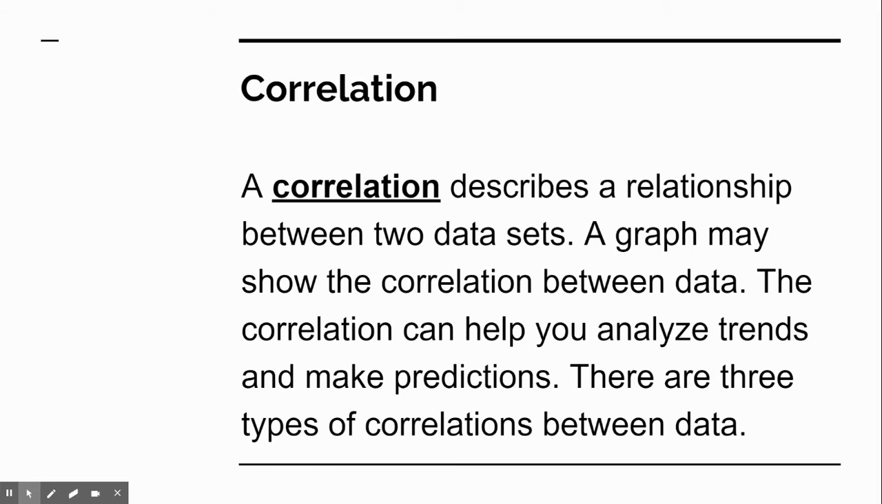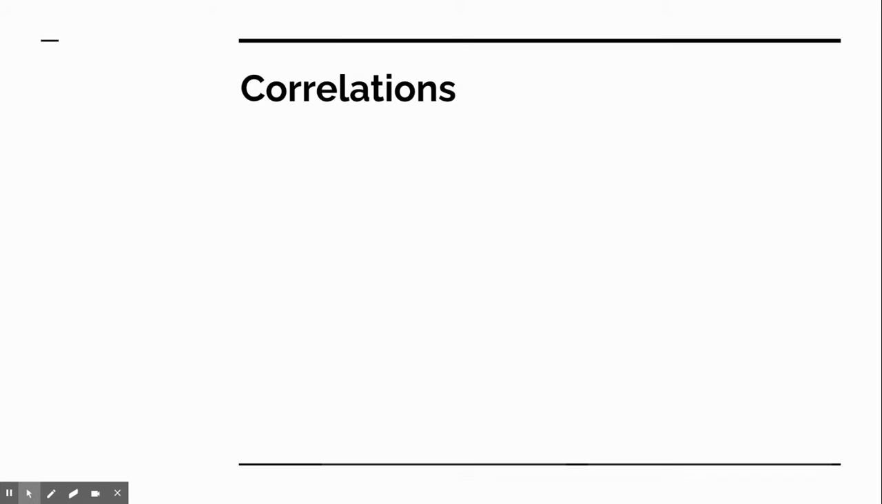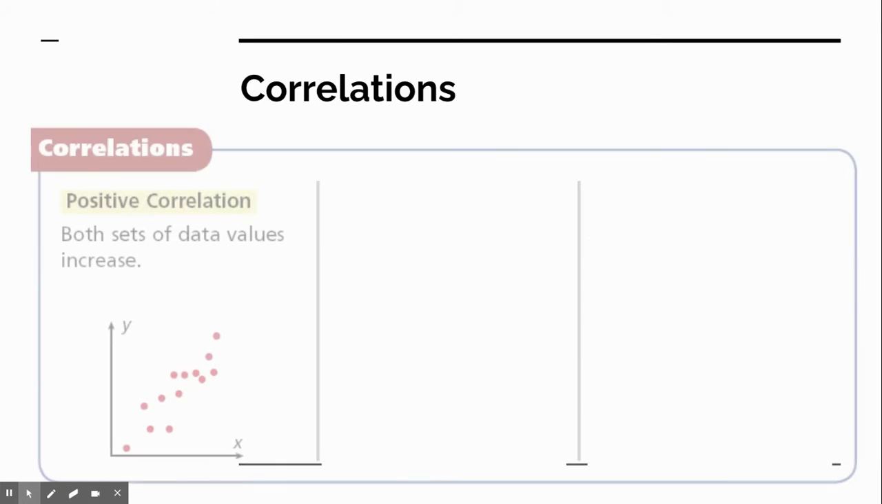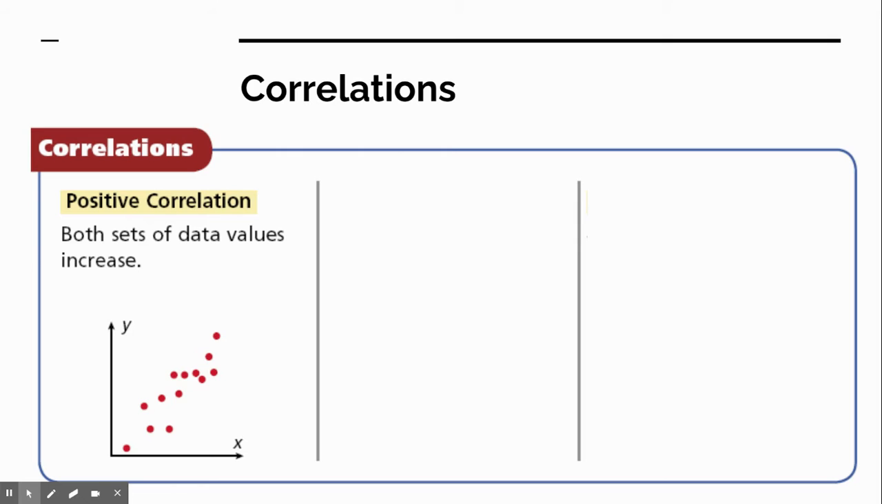The correlation can also help you analyze trend lines, which we will also be talking about, or different types of trends and predictions that you are able to make from those types of trends. There are three types of correlations between our data. So the types of correlations that you will be looking at today, there's going to be a positive correlation.